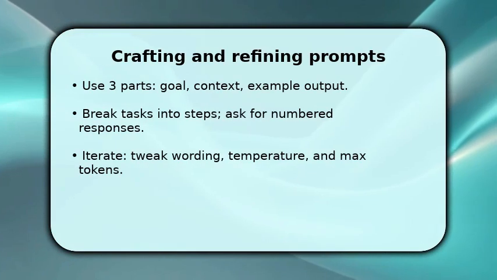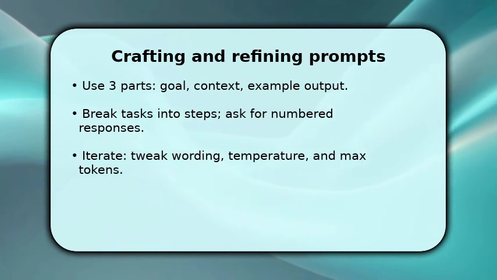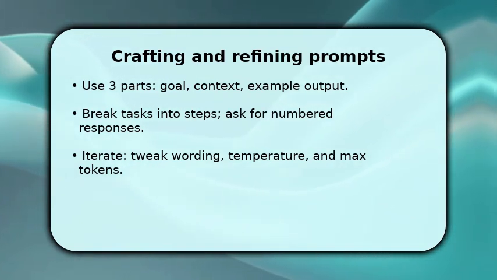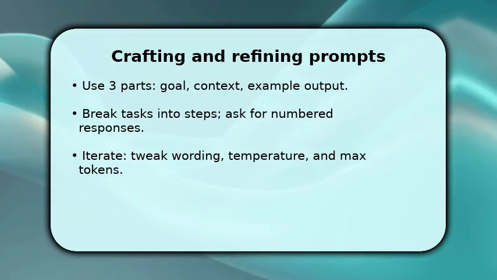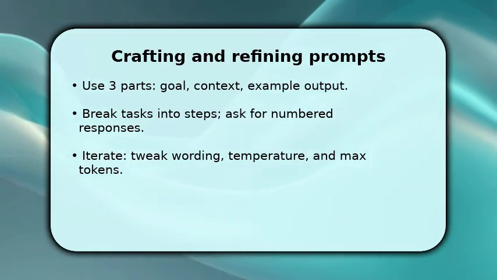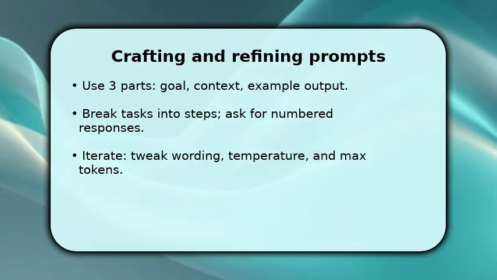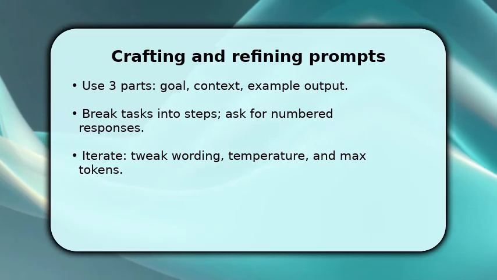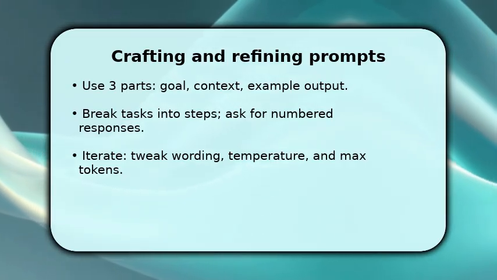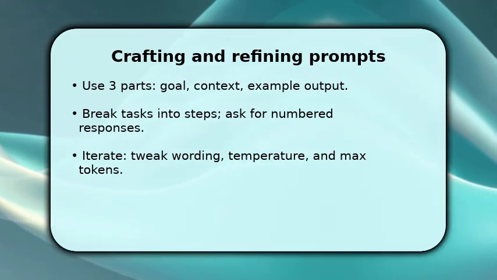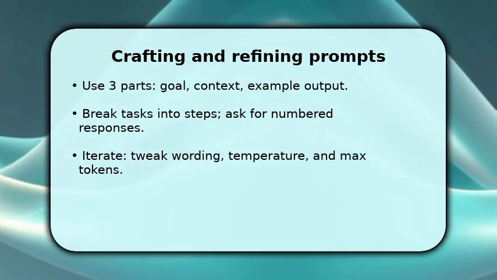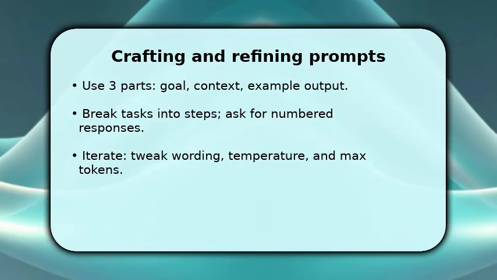You now focus on prompt structure. State the goal, give essential context, and show a brief example output. Once done, split complex tasks into subtasks and ask for numbered steps so results are scannable. Make incremental edits when responses miss the mark, adjust phrasing, lower or raise temperature, and set token limits. You should request clarification questions from the model if needed, which reduces guesswork and yields more accurate, actionable outputs.